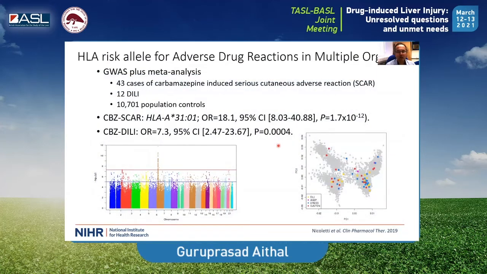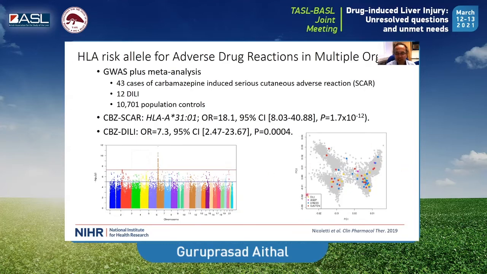Next is the overlap between adverse reactions in different organs. This is carbamazepine-induced skin injury. There are a number of cutaneous adverse reactions included here, as well as drug-induced liver injury. It's the same HLA, again a class 1 molecule, HLA-A*3101, with an 18-fold association with skin reaction and a 7-fold excess risk of liver injury. Both are statistically significant, which again tells you that between drug-induced liver injury and the cutaneous, what is deemed hypersensitivity reaction, there is probably a common pathway.